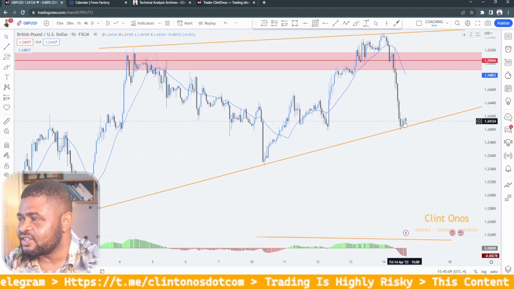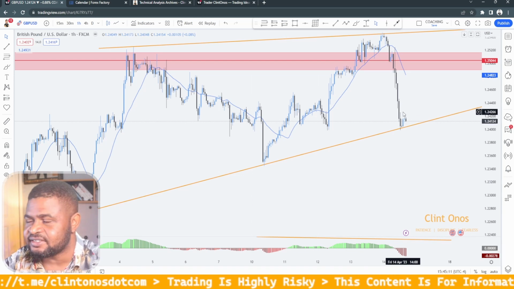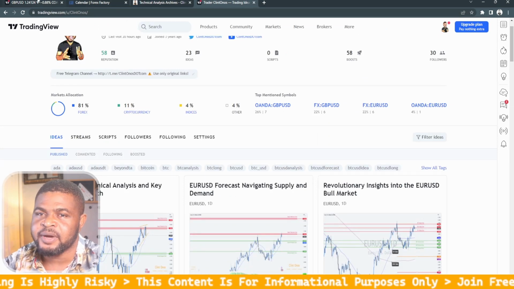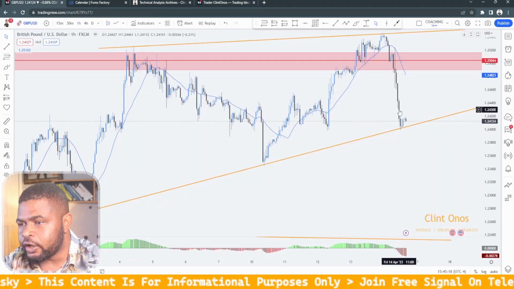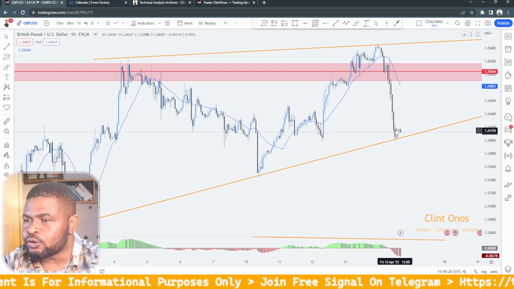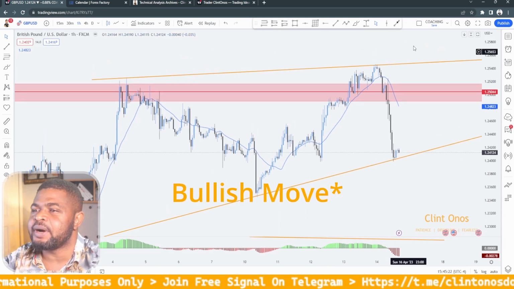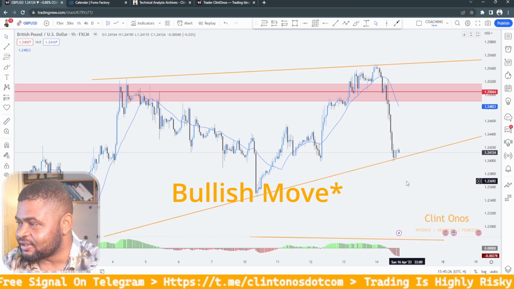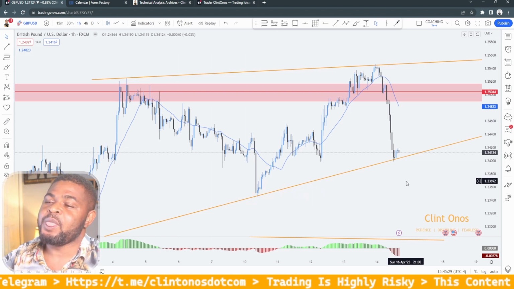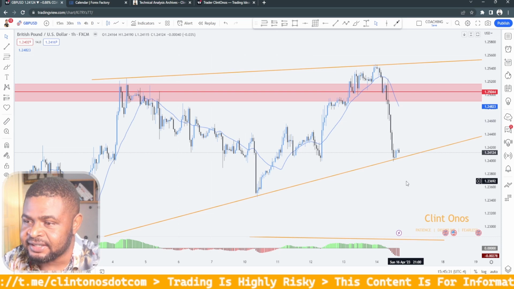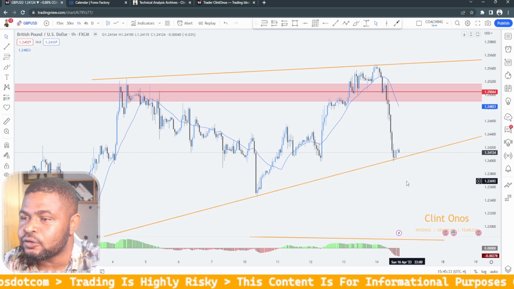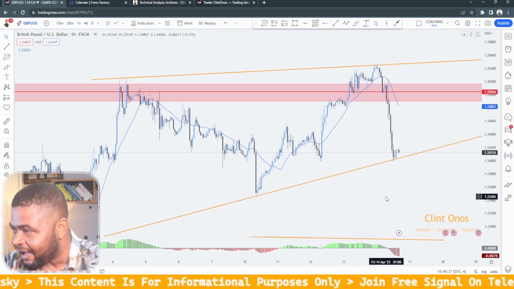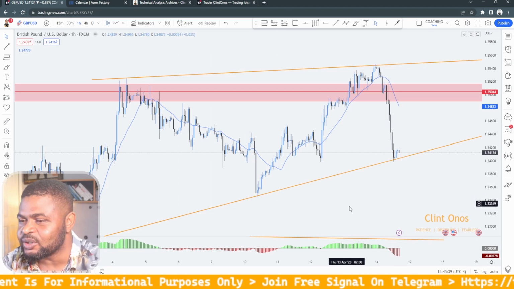The question is, like I said in my technical analysis, you can go check it out, it's on clintonos.com, and on my TradingView. Will this level hold or provide enough support for price to continue its bearish move? That is a question that is begging for an answer, and only available data can answer it. When the market opens, we will know what's up, if you pay close attention to the price.